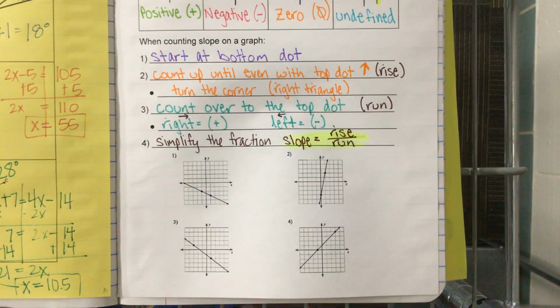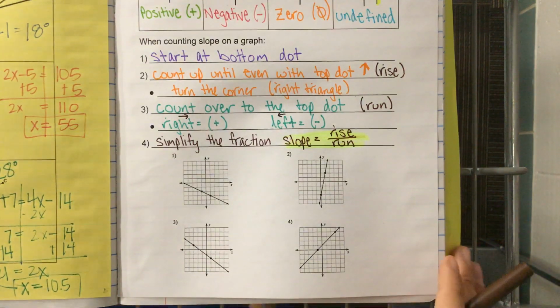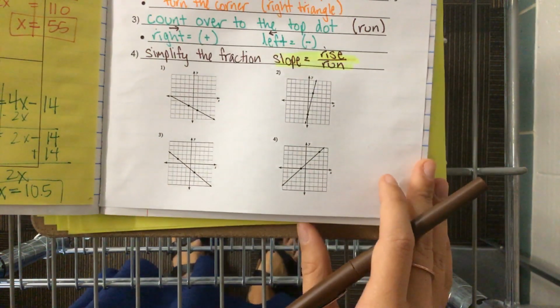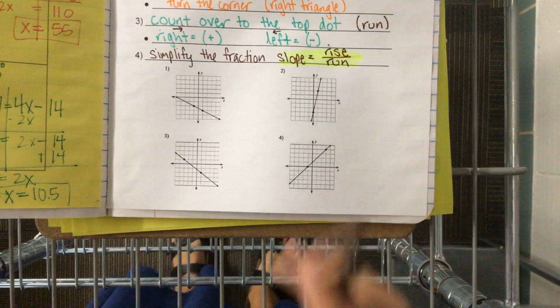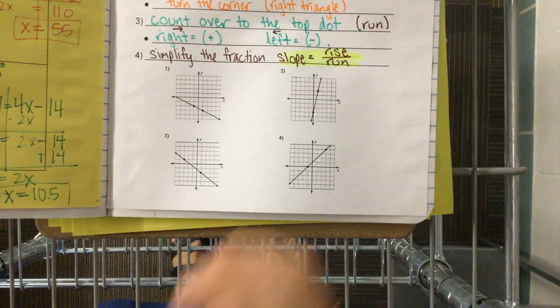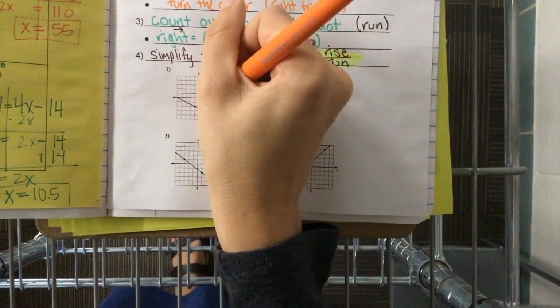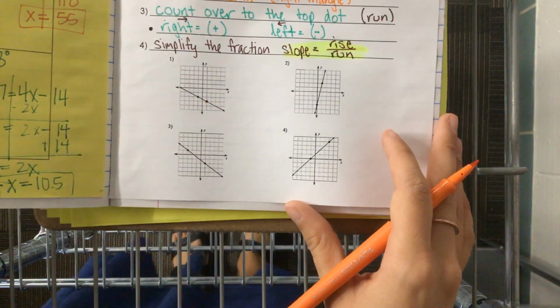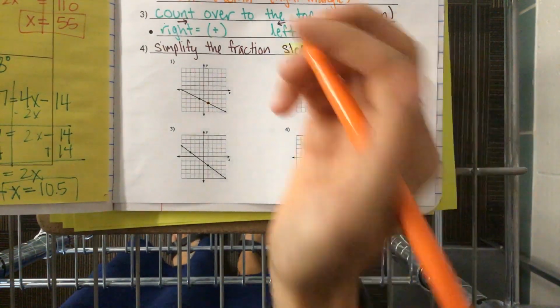Let's try this out. First step, start at the bottom dot. So find that bottom dot right here. What's our second step? Go up until you're equal with the second dot. Count up. This one is nice and simple. You only have to go up 1.